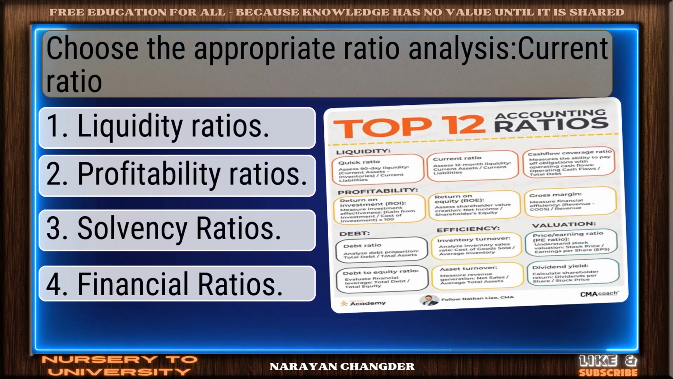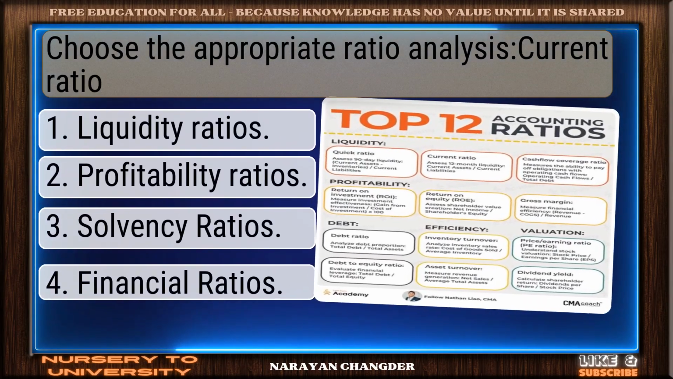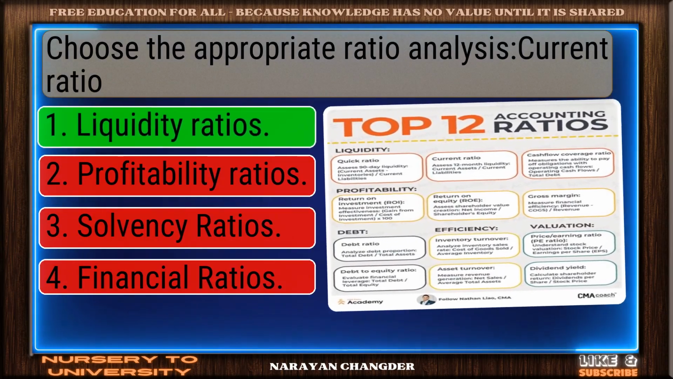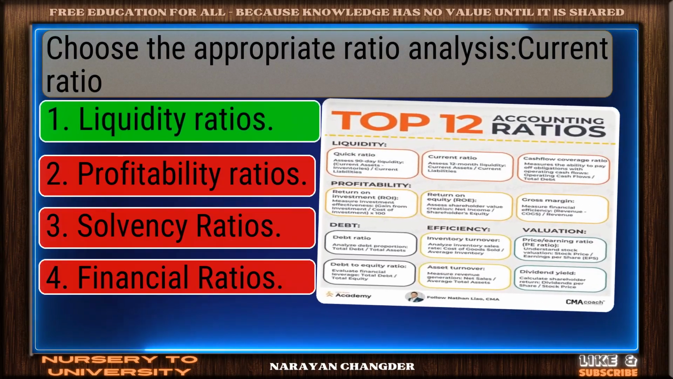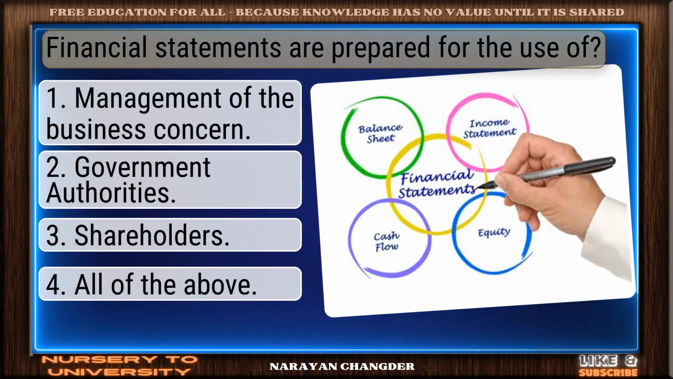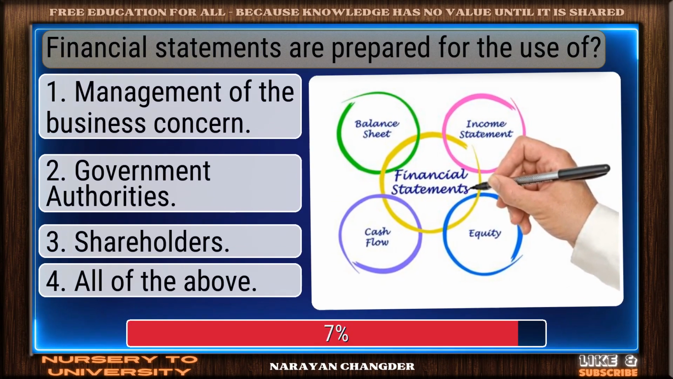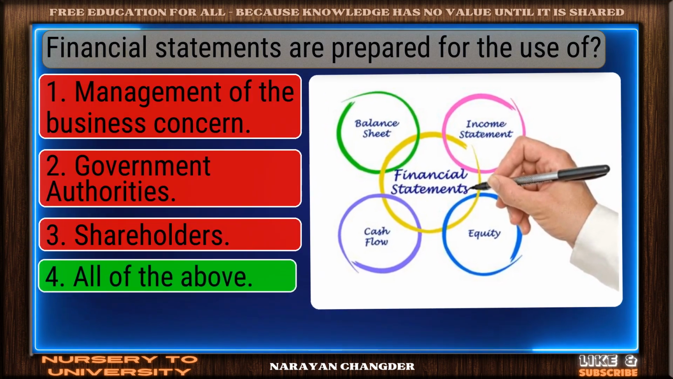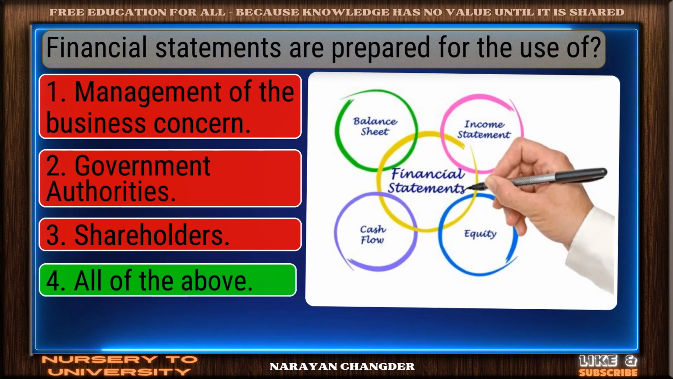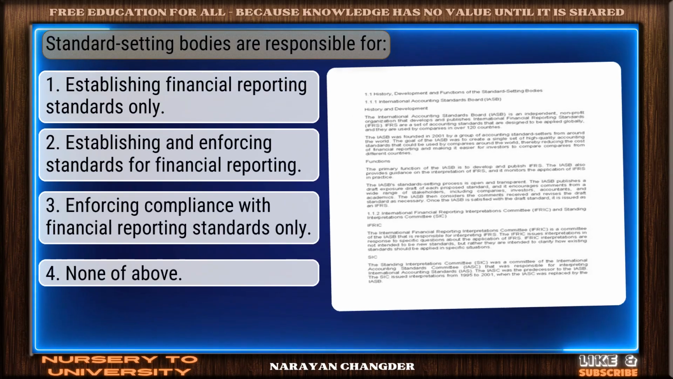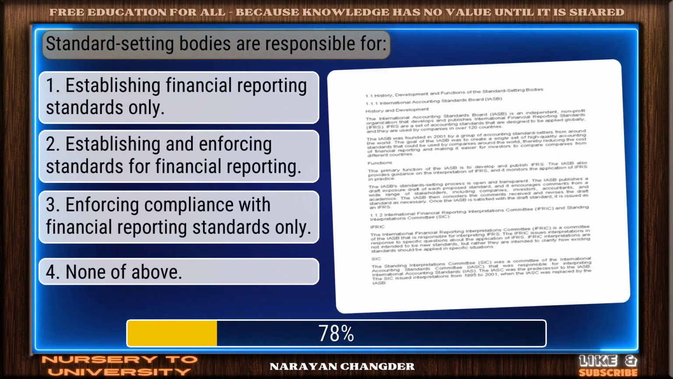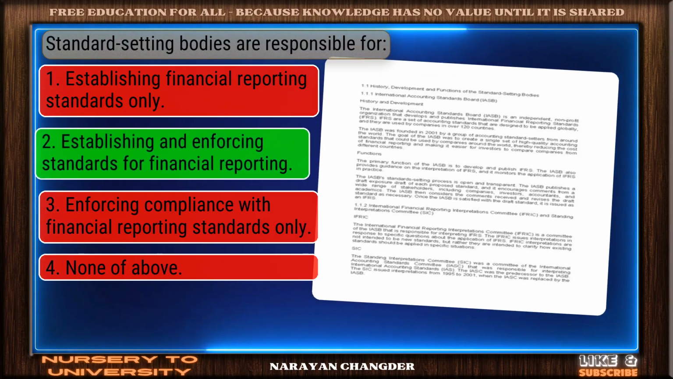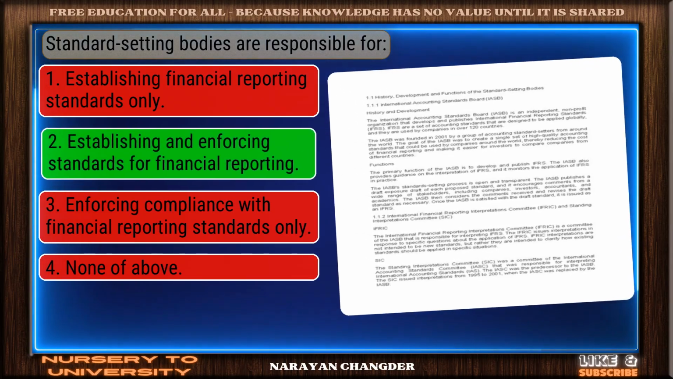Choose the appropriate ratio analysis. Current ratio. Nicely done. Liquidity ratios is a solid answer. Financial statements are prepared for the use of. Well reasoned. All of the above is the correct choice. Standard-setting bodies are responsible for. Nice selection. Establishing and enforcing standards for financial reporting is the correct and valid answer.